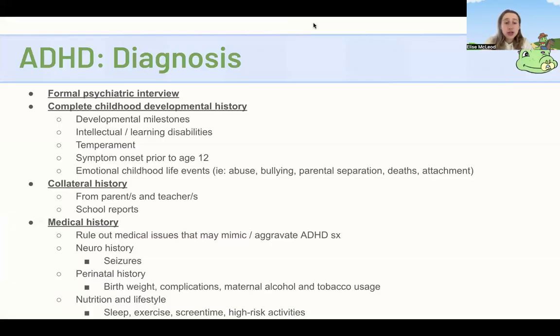Having a look at a neurohistory because epilepsy is quite commonly comorbid. Perinatal history to see if there was a history of prematurity or low birth weight. And nutrition and lifestyle as well, because these things can exacerbate ADHD symptoms. So it's really important to ensure that the child has good sleep and exercise, lower screen time as well. And whether they are engaging in any impulsive or high risk activities is important to gauge.